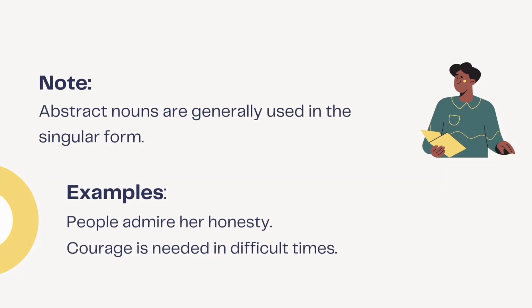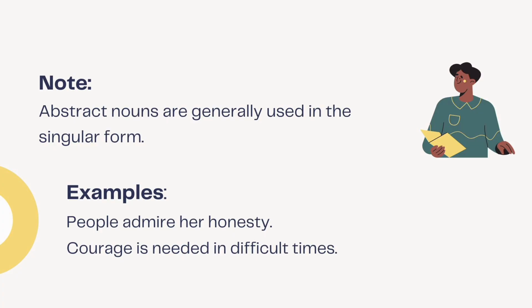One more important point is that abstract nouns are generally used in the singular form. For example, people admire her honesty. Here, honesty is an abstract noun. Another example is courage is needed in difficult times. Here, courage is also an abstract noun. So, words such as honesty, courage, kindness, wisdom, freedom, and similar qualities or ideas can be understood as abstract nouns.